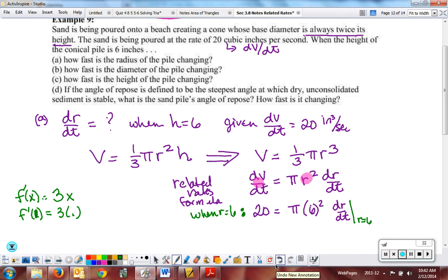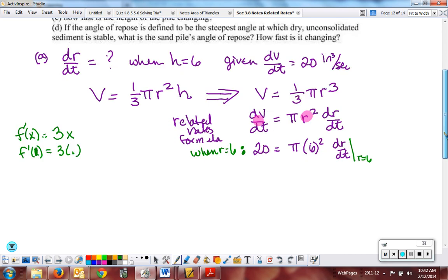I'm bad for it too. I have a very bad habit of getting to here and going, plug in, yay, and I plug everything in. You have to say when, or put something in it to show that I'm doing it at r equal to 6. Okay? This or this, one of them. All right, and then solve for your answer. dr/dt when r equals 6 is equal to, I end up with something weird, 5/9 pi.